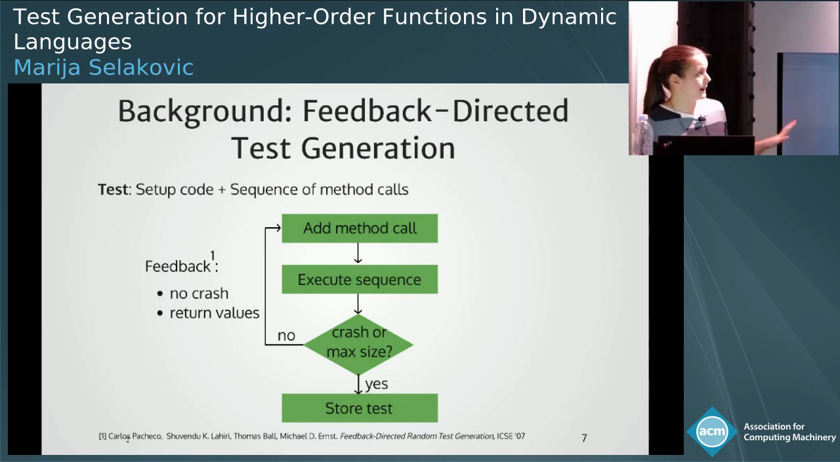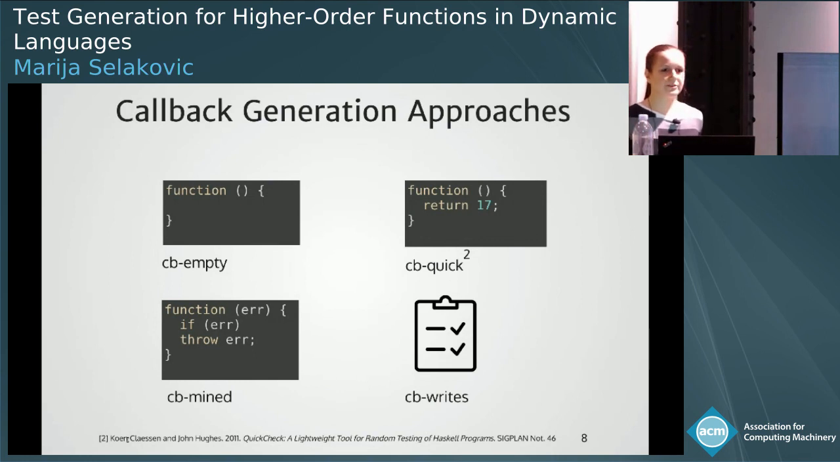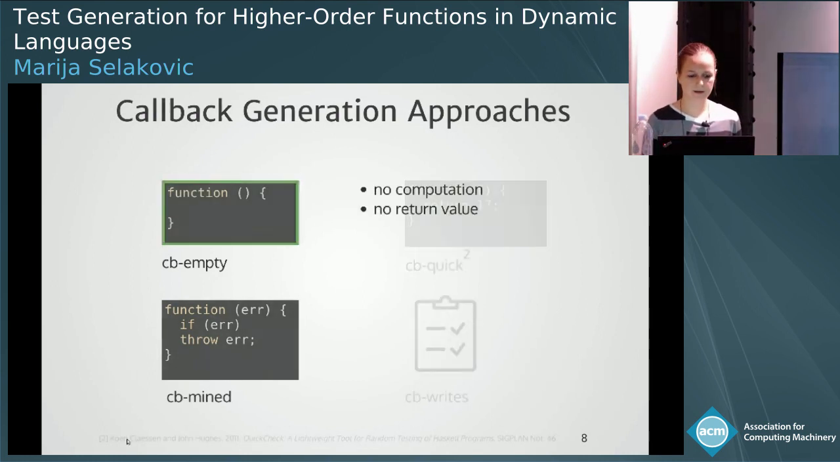Finally, the test consists of the setup code provided by the developer, which is optional, and the sequence of generated method calls. As I already mentioned, feedback-directed test generation is not something new. But in this work, we contribute to feedback-directed test generation approaches by combining them with different callback generation approaches. LambdaTester supports four different types of callback generation approaches, namely cbempty, cbquick, cbmine, and cbwrites. Let's take a closer look at each of them.